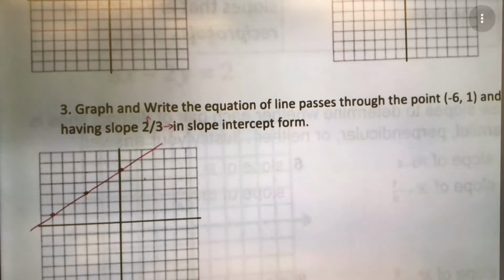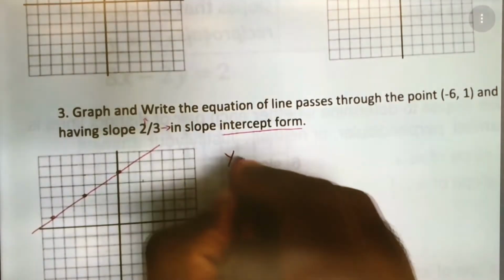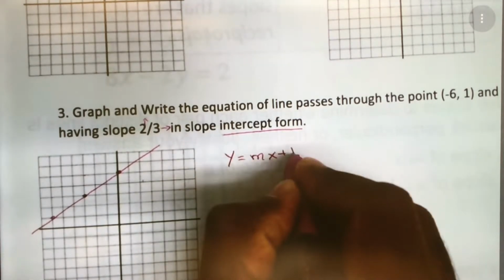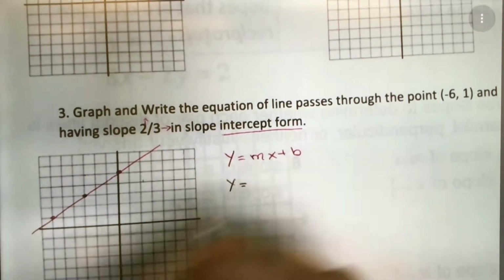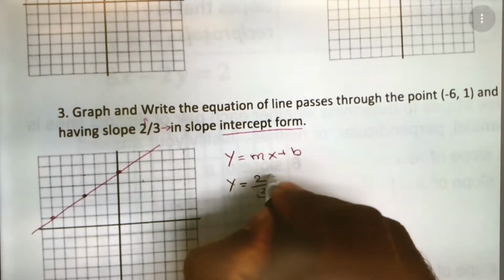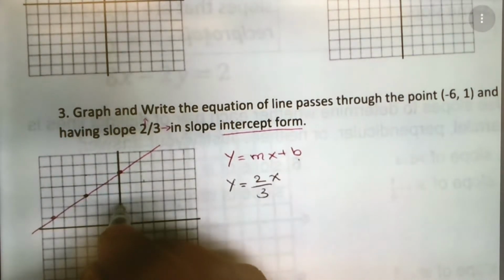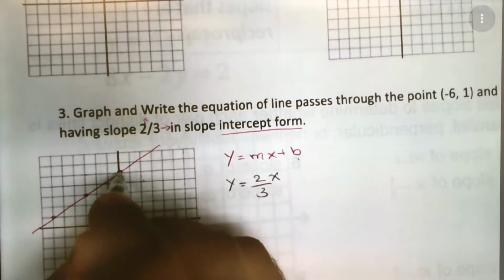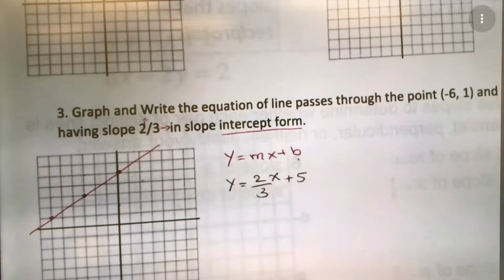Now I need to write the equation of this line in slope-intercept form, that is y equals mx plus b form. From the graph, I could identify all the information I need. So y equals m, the slope, that is 2 over 3 x, plus b. The y-intercept is 2, 4, here 5 is the y-intercept, so plus 5. So the equation of the line is y equals 2/3 x plus 5.